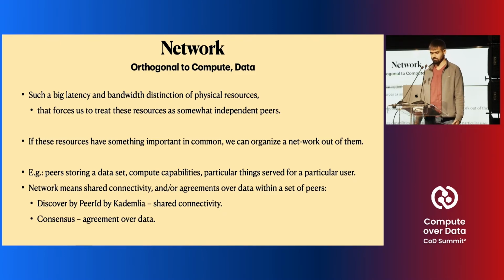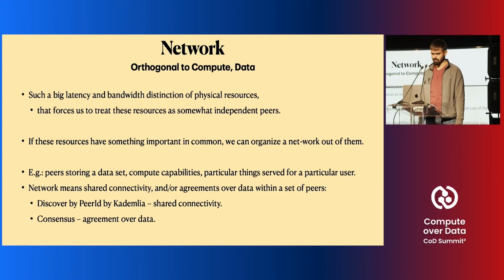So we just have to, it's physics. But if these resources have something important in common, if they share some attribute, then we can organize a network out of them. So this network is identified by this attribute basically. For example, if we know that some peers are storing a data set, or we want to put this role on these peers, like say, these peers, please do store it. We want to identify it as a kind of a network so that they can help each other, or maybe they can help us to work with this data.